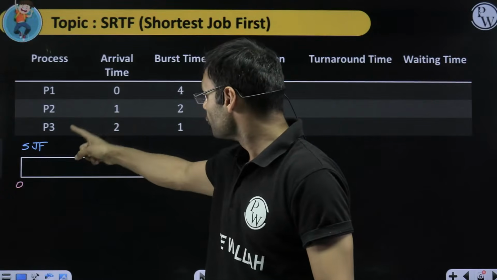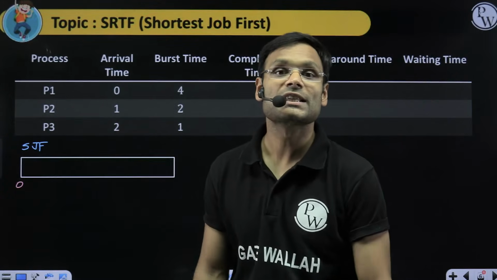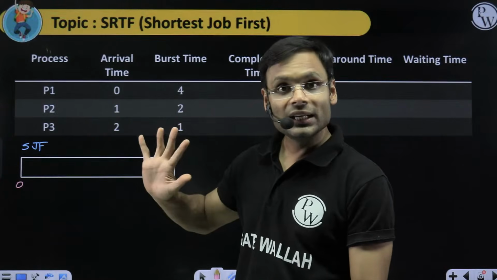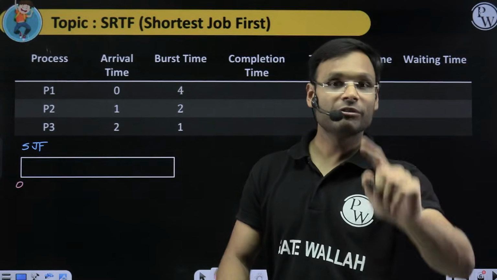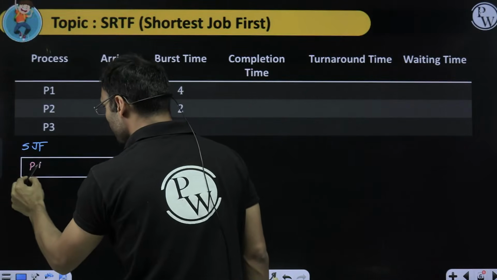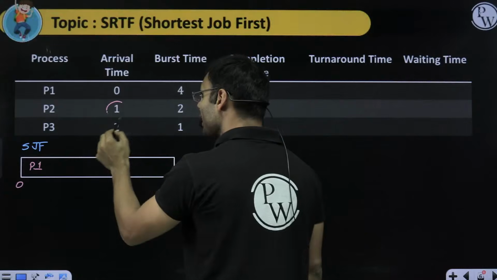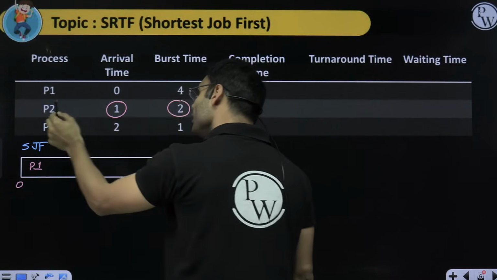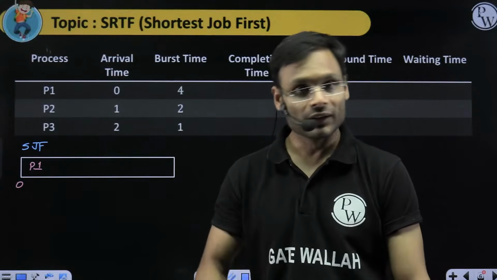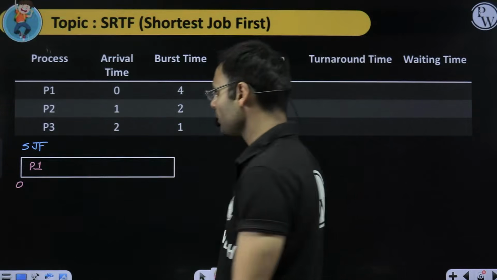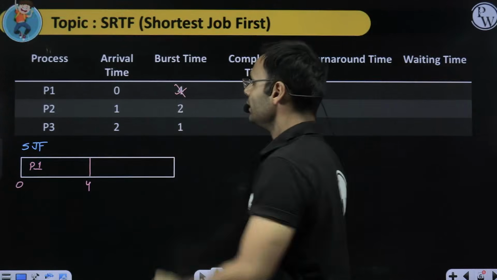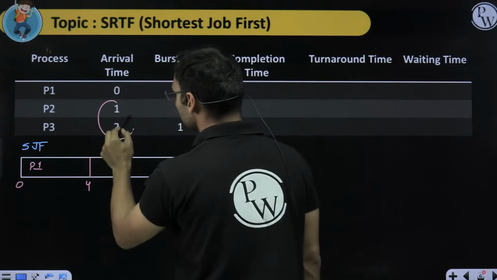P2 will arrive in future, P3 will arrive in future, P1 is still available, only bigger, but the only one available. We will have to run which process first? P1. So P1 will run. At time 1, the smaller process will arrive, but I cannot stop P1 now. Already given for execution? Yes. So P1 will run for 4 time duration. Completed. Till 4 time duration, P2 and P3 will have arrived.